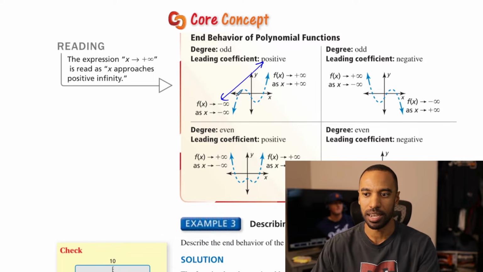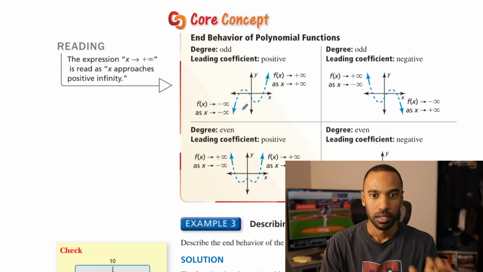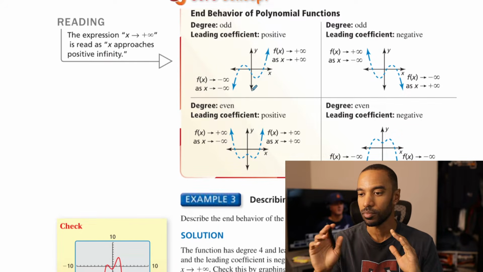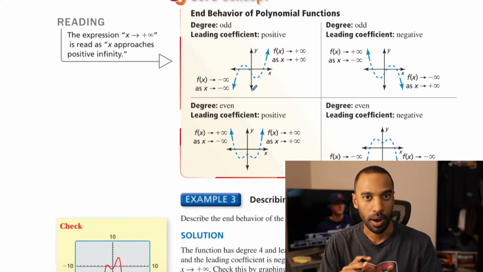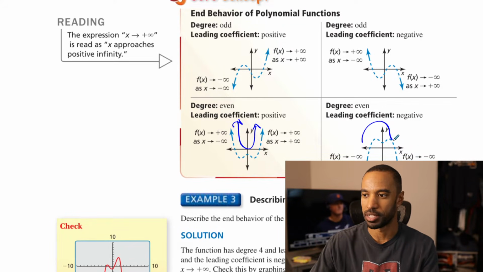I'll go up and to the right and down and to the left, or I might go down and to the right and up and to the left. Okay? Whereas an even degree polynomial, such as to the second power, a parabola, will start and finish in the same direction. It'll either start up, finish up, or start down and finish down.